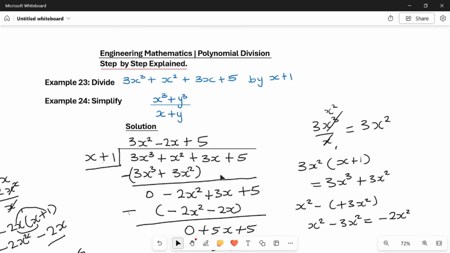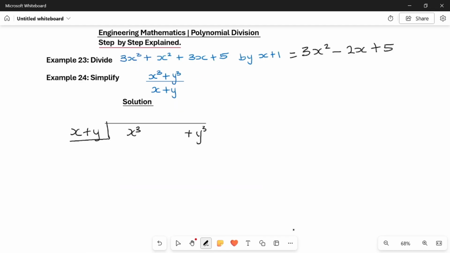So we'll have that 3x cubed plus x squared plus 3x plus 5 divided by x plus 1 will give us 3x squared minus 2x plus 5. Very simple, right? So we'll solve the next example.